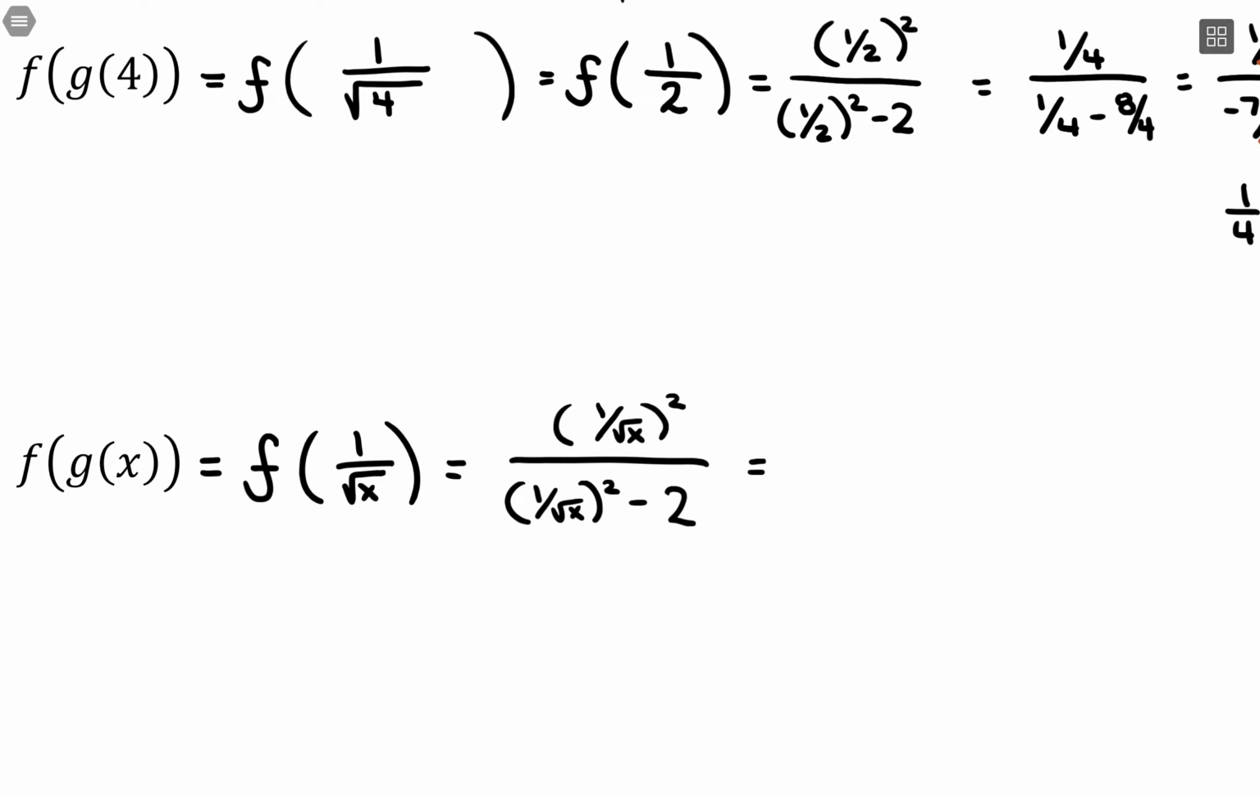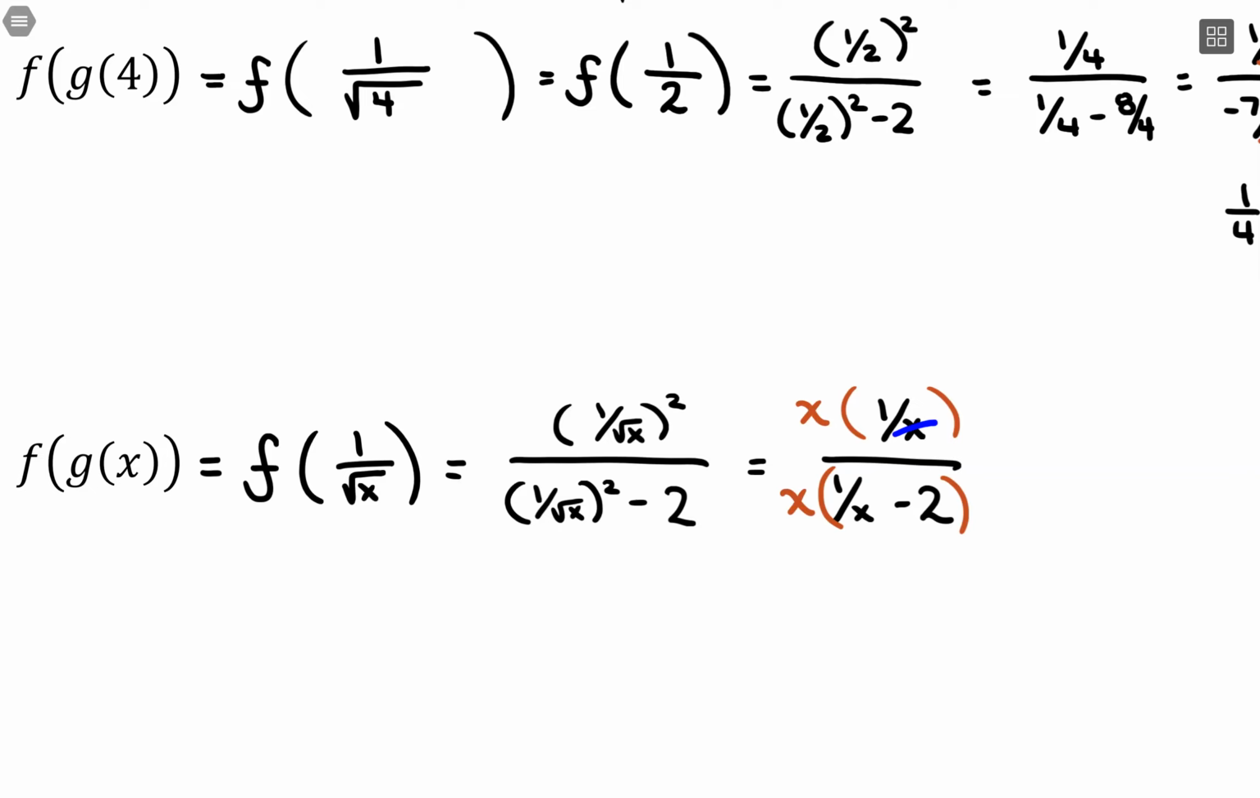So 1 over root x squared would just be 1 over x over 1 over x minus 2. Again, I don't want to have a complex number, so I'm going to multiply the numerator and denominator by the least common denominator, which is this shared value of x. So I'm going to multiply by x, multiply by x.